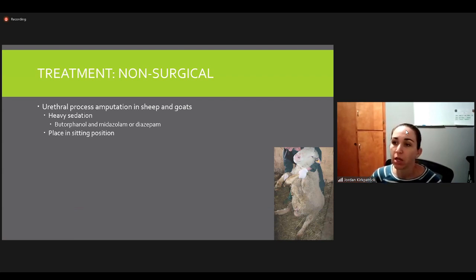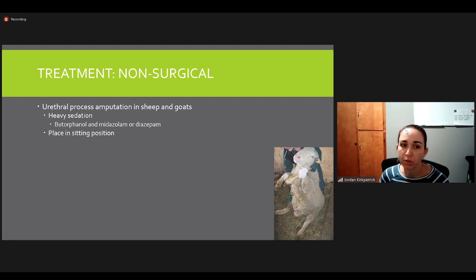Treatment options: sometimes you can treat them non-surgically, especially in sheep and goats if the stones are in their urethral process. So the first thing that I do during my exam, if I suspect they're a blocked goat, is a urethral process amputation, because I usually have to sedate them to do the ultrasound as well. So we do heavy sedation with butorphanol and either midazolam or diazepam.